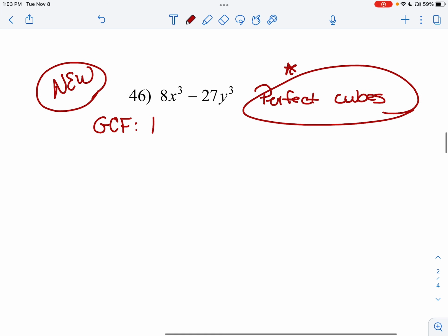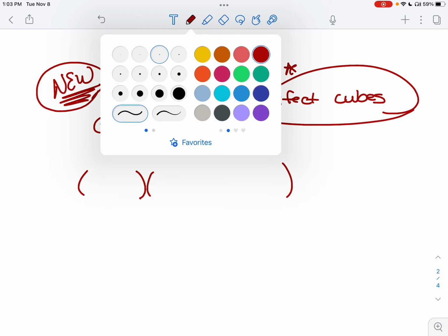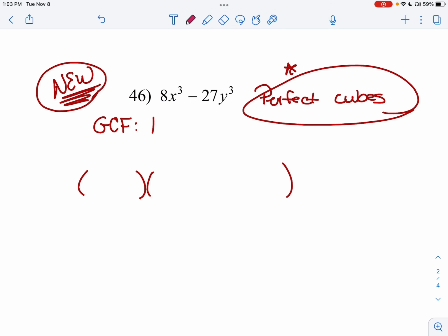All right, again, this is new and here's how it works. You draw a parenthesis for a binomial and a parenthesis for a trinomial, and you take their cube roots. Notice I'm slowing down in this particular problem. So the cube root of 8x to the third is a 2x. Put that there. And the cube root of negative 27y to the third is a negative 3y.